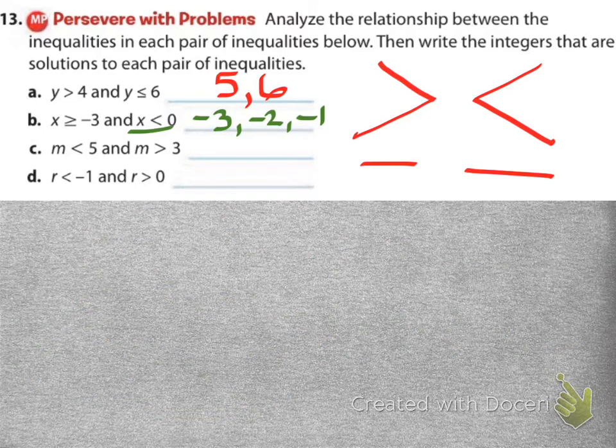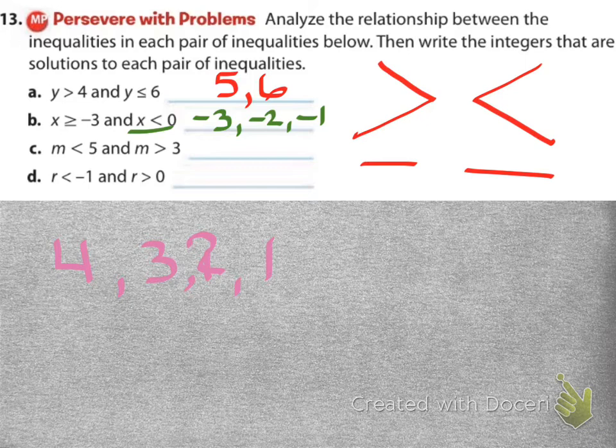All right, so for C, it says M is less than 5. Not equal to 5, less than 5. So I'm already thinking 4, 3, 2, 1. Oops, I apparently missed my 2. And then it's telling me that M is greater than 3.